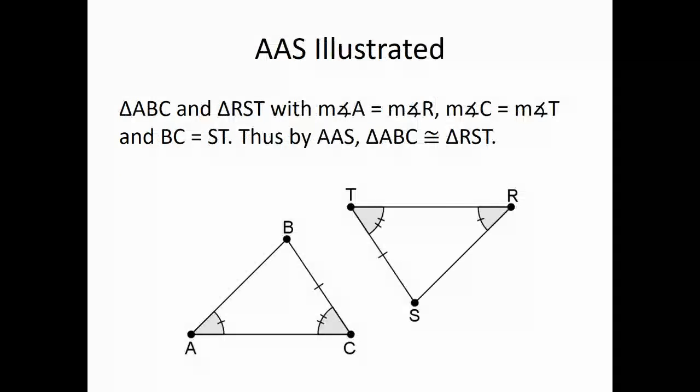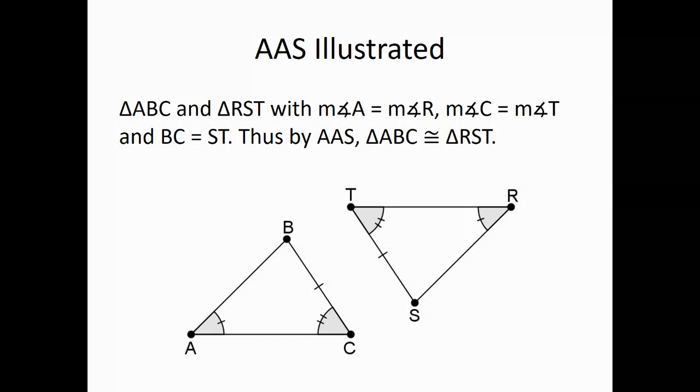And of course, we would like to have a picture, so here it is. So we have two triangles, ABC and RST. I have angle A in one equal to angle R in the other. I have angle C in the first equal to angle T in the second. And then I have side BC equal to side ST. Okay. And notice that those equal sides are not in between the equal angles. The included sides, that is the sides in between, are AC and RT.